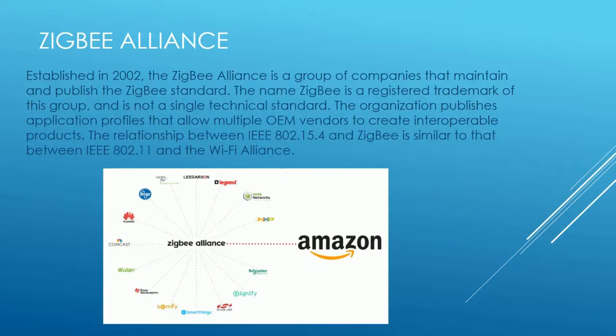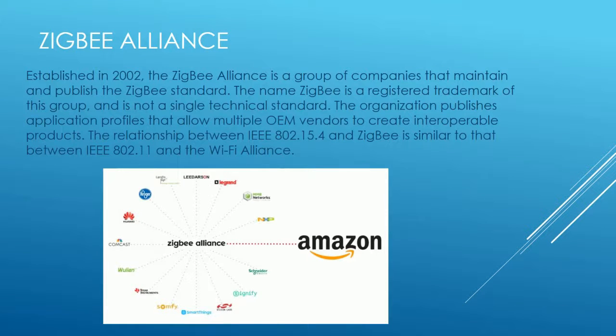Zigbee Alliance. Established in 2002, the Zigbee Alliance is a group of companies that maintain and publish the Zigbee standard. The name Zigbee is a registered trademark of this group and is not a single technical standard. The organization publishes application profiles that allow multiple OEM vendors to create interoperable products.